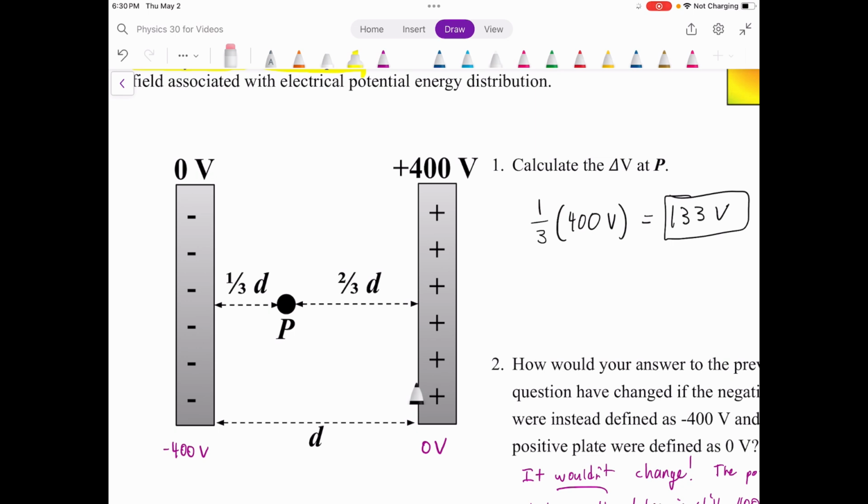Okay, I want you to stop me when I hit the point where a positive charge would have the same potential energy as it would at P. Ready? Here I go. I'm going to start lifting my positive charge away from the positive plate. Did I go too far? It would be here, right? That is where a positive charge would have the same potential energy as a positive charge at P. Right? To go from here to here would be the same change in energy as to go from here to P.